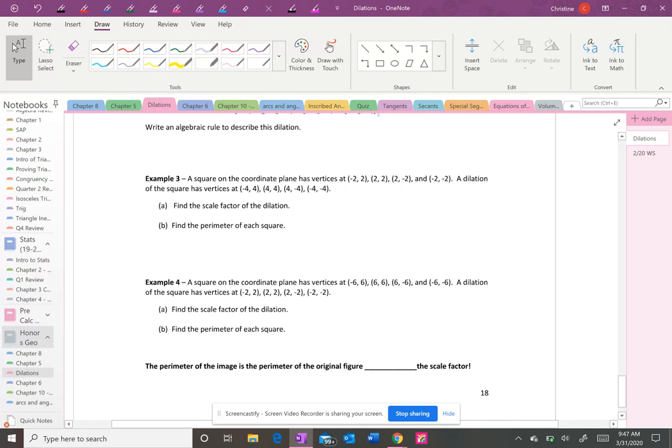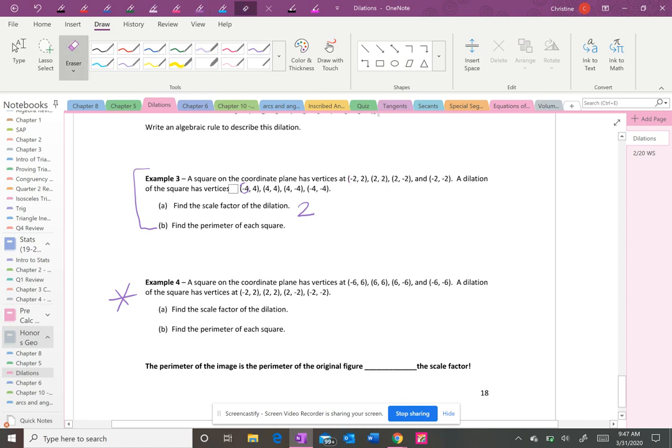Okay, and then the last thing we're going to talk about is the perimeter. I'll explain this one, and then this one I'll just do on the computer and you guys can follow along. So here are the original coordinates. A dilation has been done, so the scale factor, it originally was, let's say, -2, and now it's at -4. So the scale factor is going to be 2. And it wants us to find the perimeter of each square.